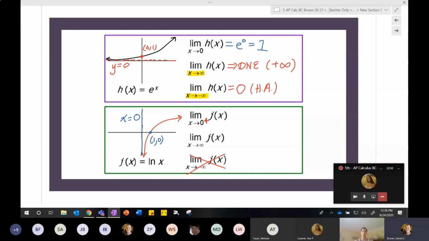Where is it headed? Negative infinity, or does not exist. So yes, correct, does not exist. Why does it not exist? Because it goes to negative infinity.